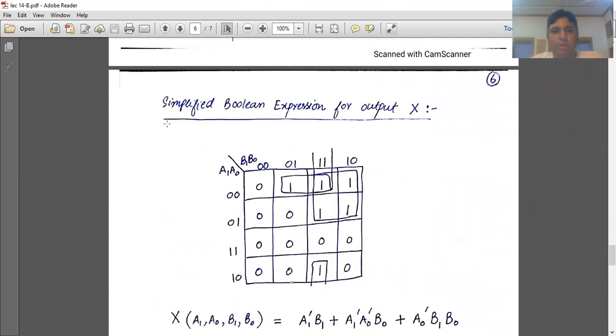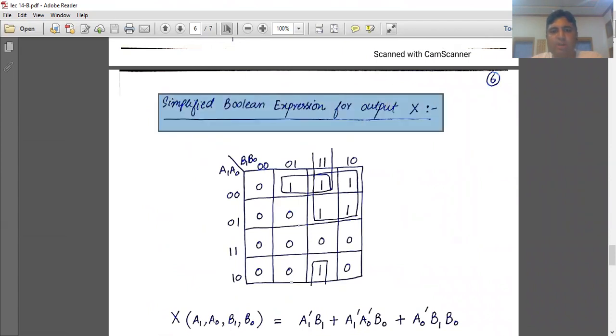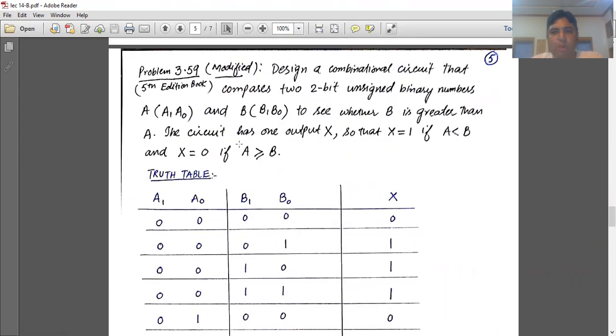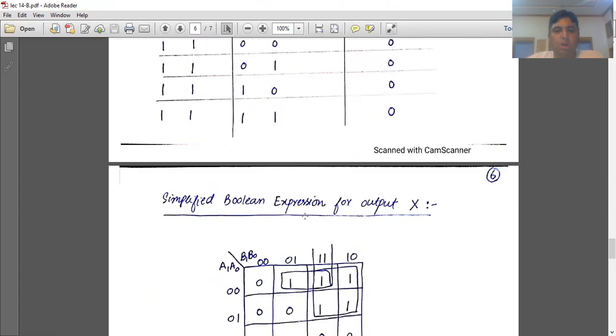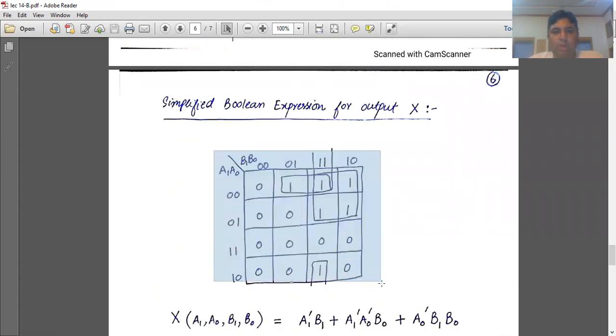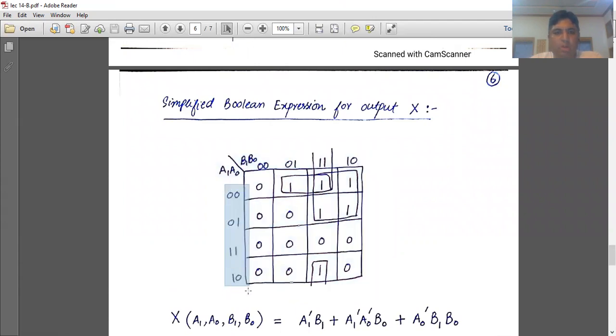Next, you will make the simplified Boolean expression of the output X. So you will make a 4-variable K-map for the output X, and the 4 variables will be A1 A naught, B1 B naught. Okay, so this is the 4-variable K-map, with A1 A naught on this side and B1 B naught on this side.